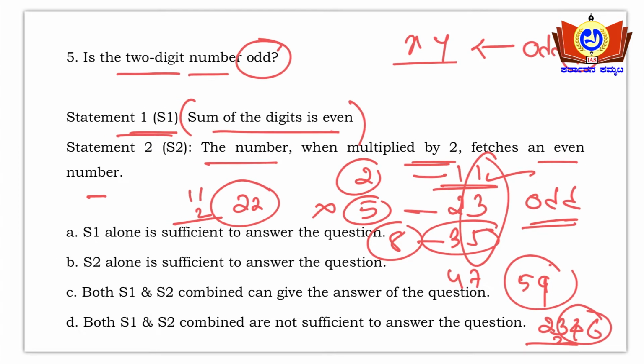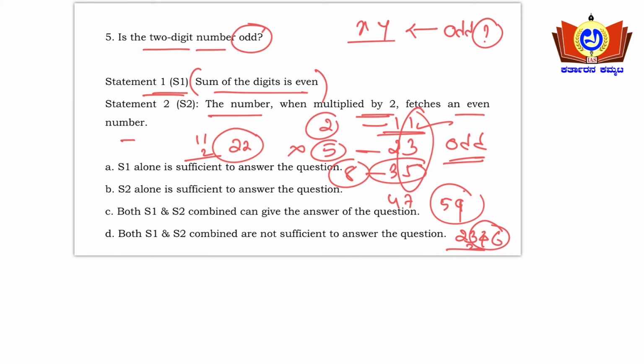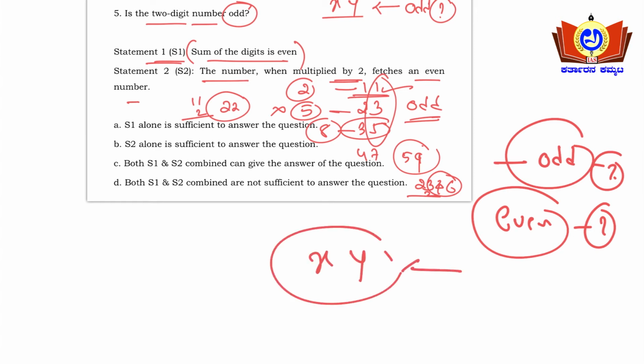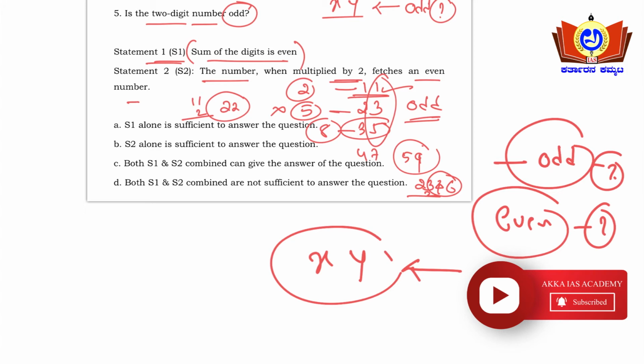See here friends, when you do this calculation, there is one thing you are missing. What you are missing is the question: is the 2-digit number odd? It can be even also, right? That number can also be even. The question is asking, there's a 2-digit number x and y, is this odd or even? That is the implied meaning of this question.